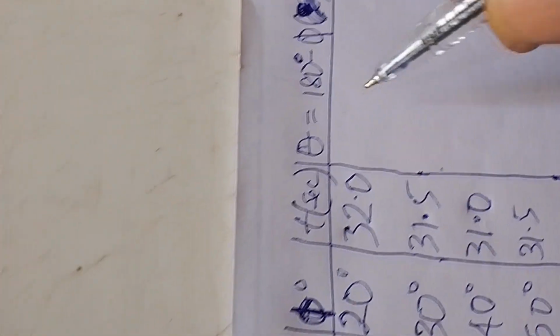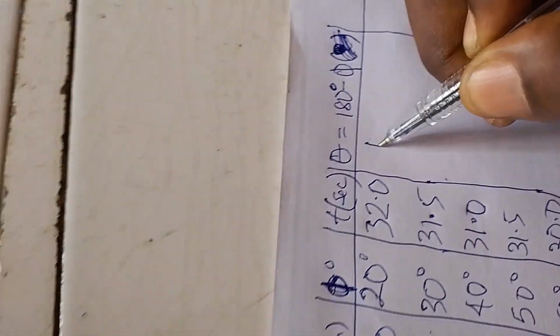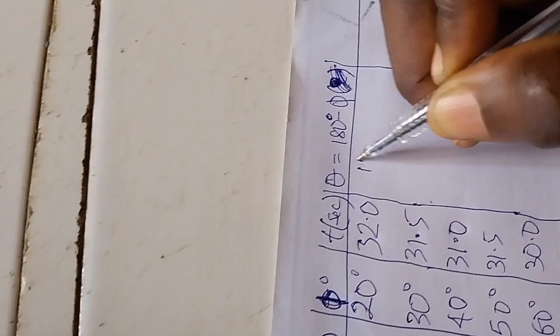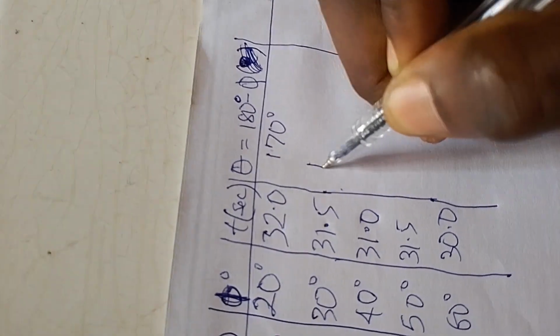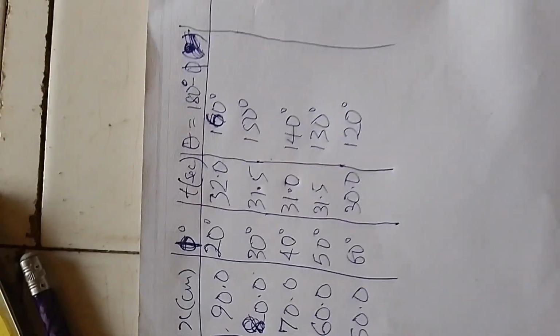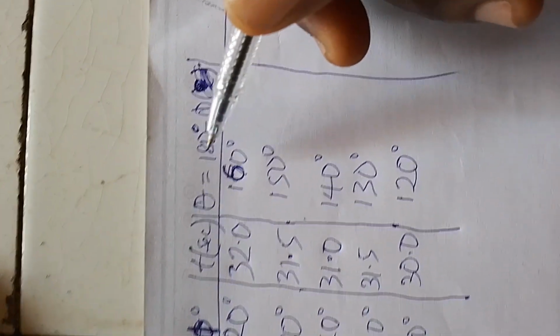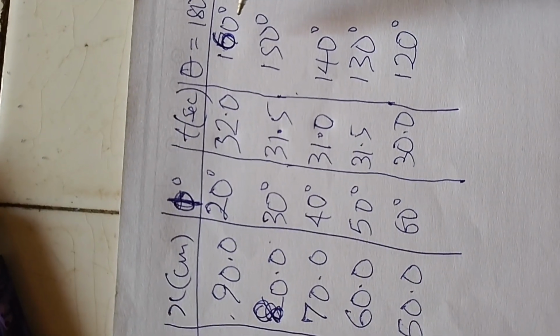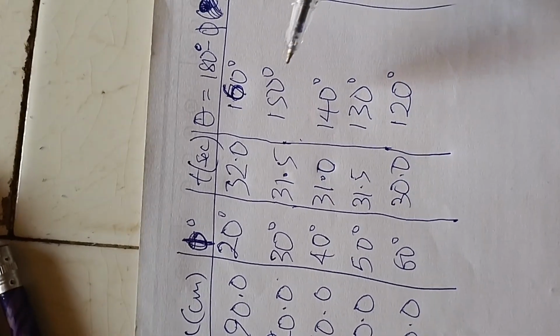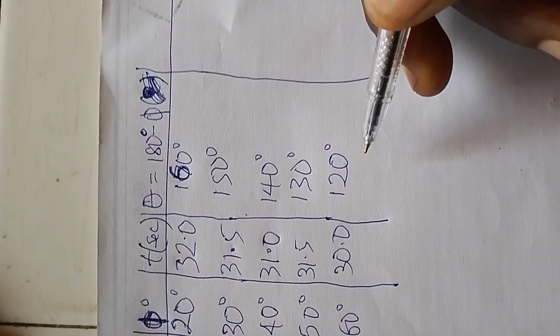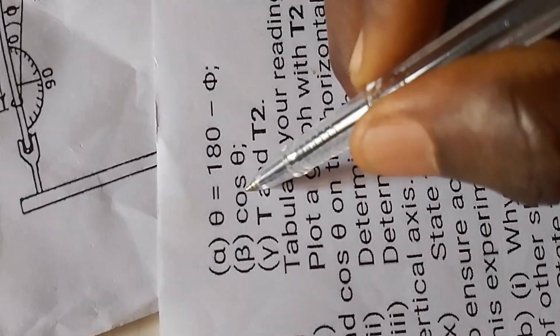That will give us 170 degrees. 180 minus 30 will give us 150 degrees. As the case may be, let me complete the rest. Now the first one, 180 minus 20 will give us 160. 180 minus 30 will give us 150. Like that, we get 120. That is our theta.